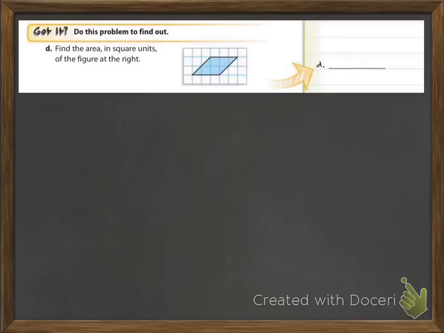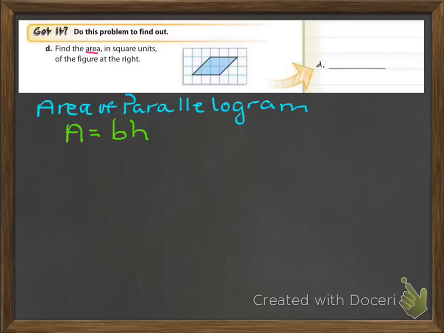All right, so now it says find the area, so remember you're looking for area, in square units of the figure to the right. So remember that figure to the right is going to be a parallelogram, so let's go ahead and write that. So that's the first piece. You want to identify what you're working with, area of a parallelogram. You do need to have that, it is required. Then the next piece is going to be to write the formula. Remember the area of a parallelogram formula is the area is equal to the base times the height.